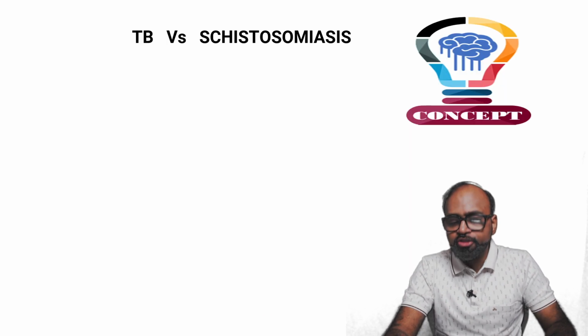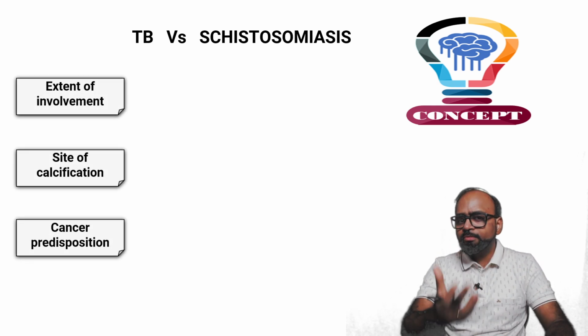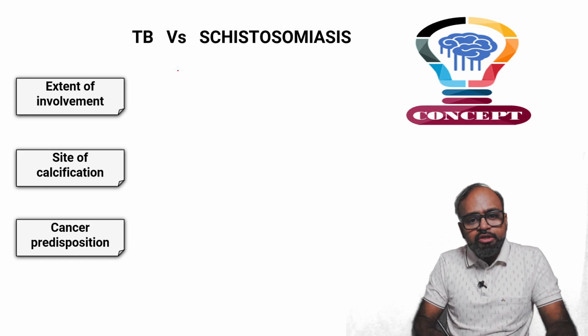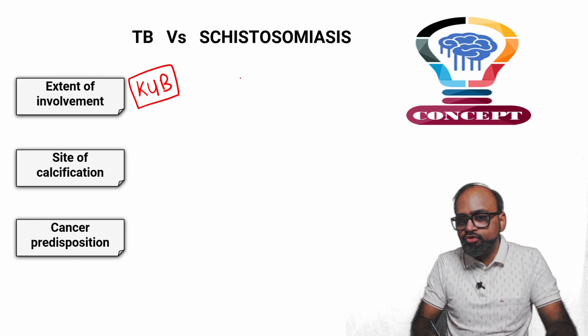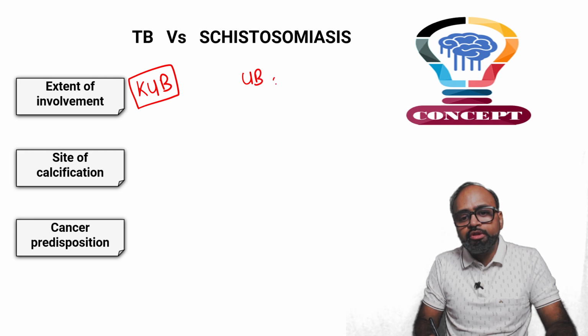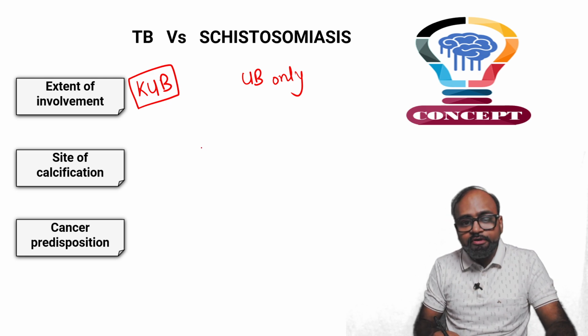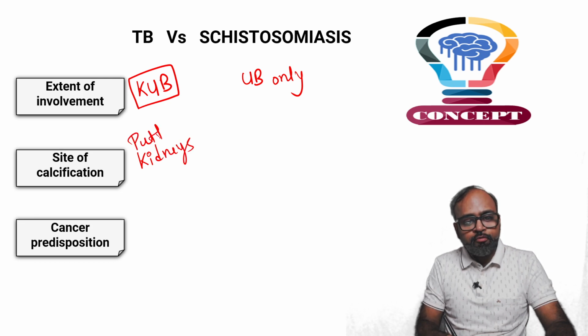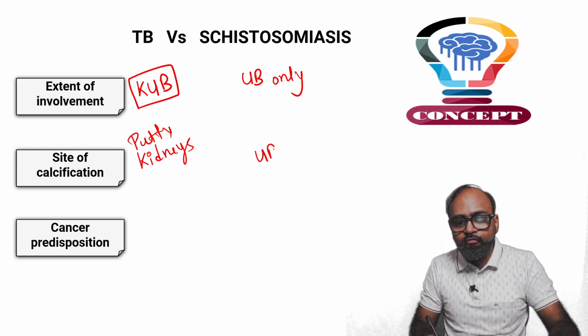Now another infection, especially involving the urinary bladder, is schistosomiasis or bilharziasis. How do we distinguish between tuberculosis and schistosomiasis? In tuberculosis, the entire system, kidney, ureter and bladder, is involved, whereas in schistosomiasis it is only the urinary bladder which is involved, not the kidneys and ureters. The site of calcification in TB is usually the kidneys; we saw putty kidney. Whereas in schistosomiasis, because it involves only the urinary bladder, it is the wall of the urinary bladder.